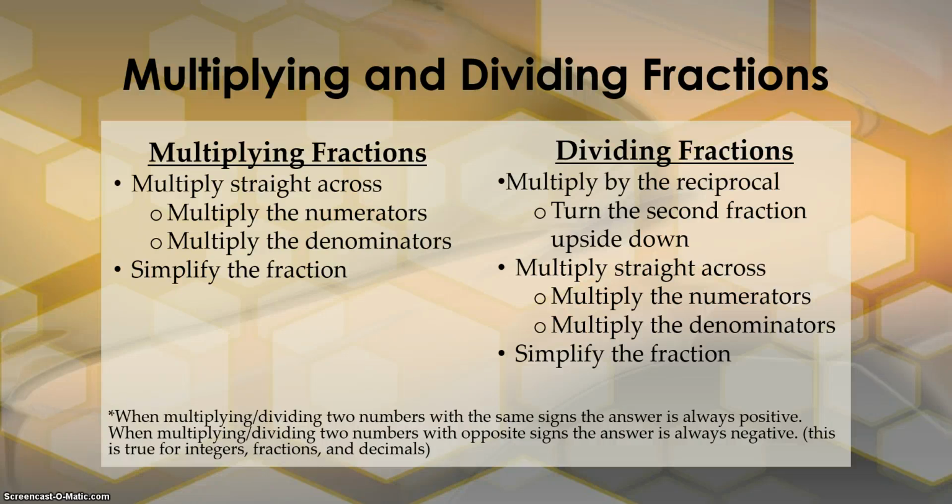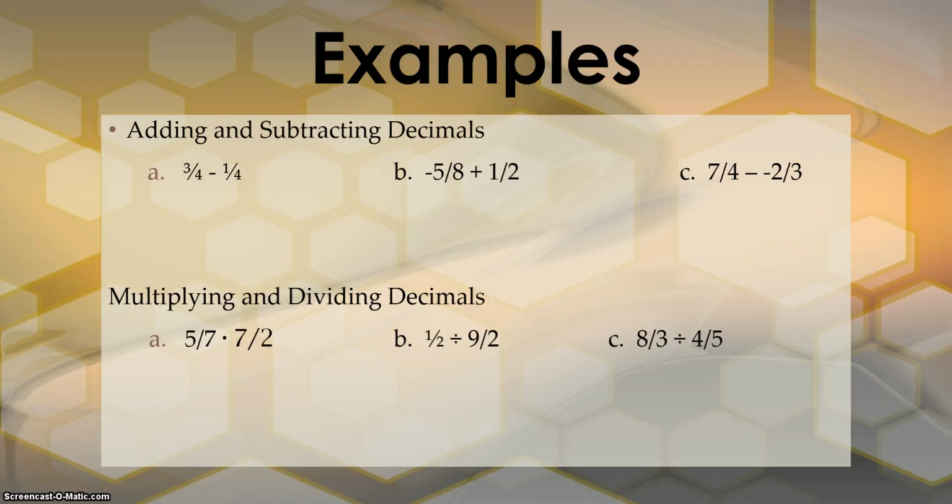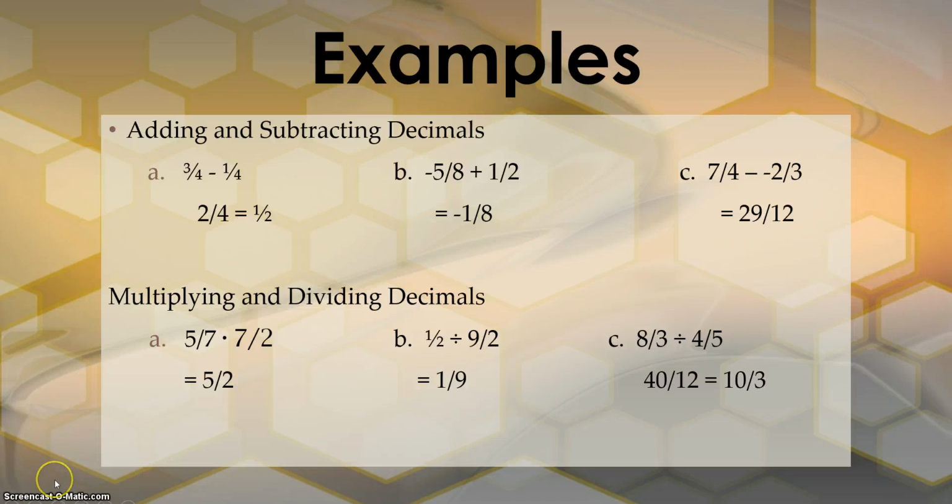Again, when you're multiplying or dividing two numbers with the same sign, the answer is always positive. When you're multiplying or dividing two numbers with opposite signs, the answer is always negative. Go ahead and pause the video and try these examples. If you've tried these, go ahead and check your answers. If you have any questions at this point, ask your teacher.